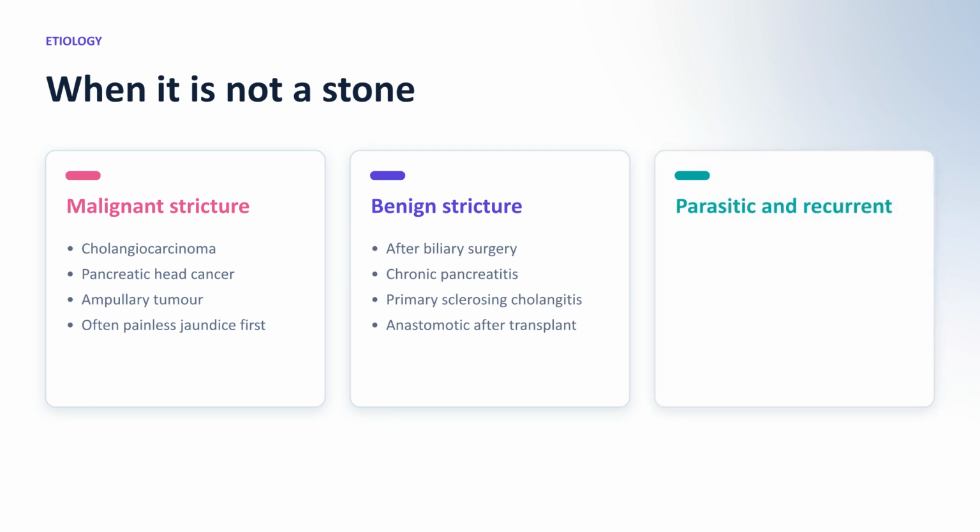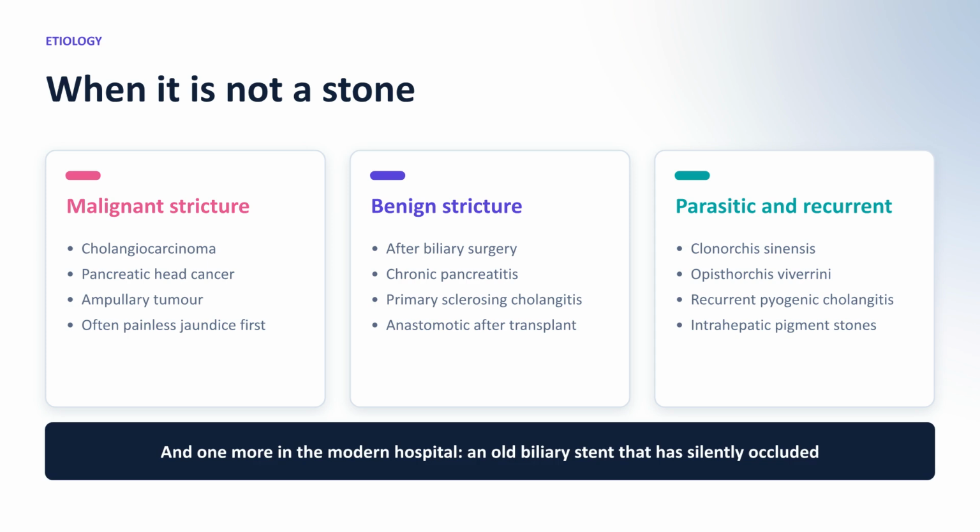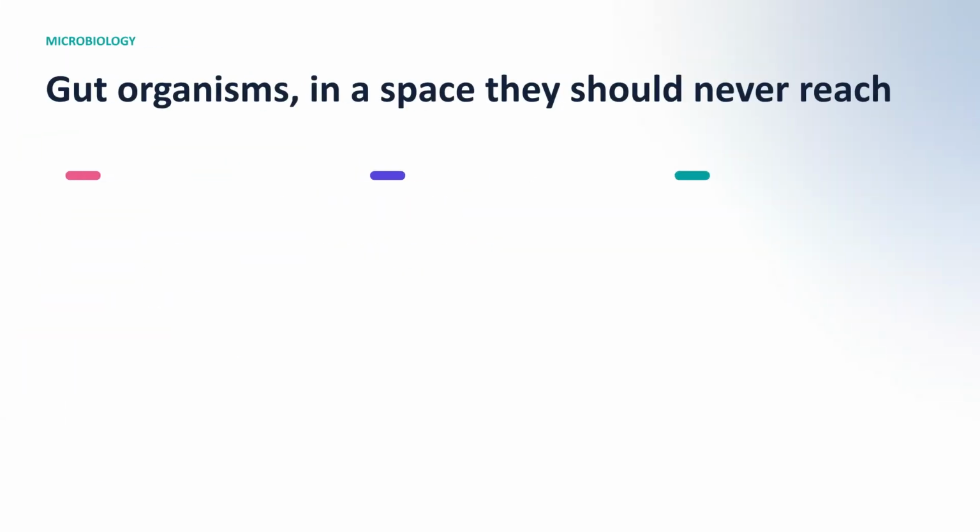Liver flukes matter in patients from East and Southeast Asia. Clonorchis sinensis and Opisthorchis viverrini live in the bile ducts and cause chronic inflammation and stones. Recurrent pyogenic cholangitis produces intrahepatic pigment stones and strictures with repeated attacks. And in the modern hospital, add one more: an old biliary stent that has silently occluded. Who is growing in there?